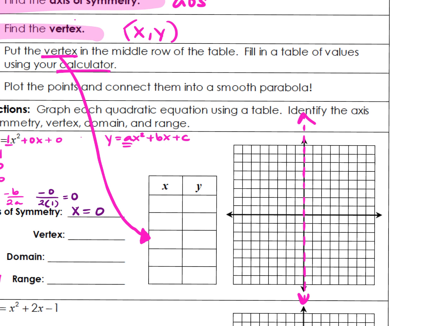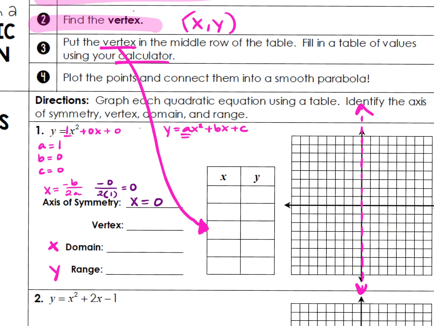How do you find a vertex? Plug in the x value. So you come up here to the general equation, y equals x squared, and you plug a 0 in. Y equals 0 squared. What do you get for your y value then? What's 0 squared? 0. So your y value is 0. So where x is 0, y is 0. Okay, that point, that vertex that you find goes here, 0, 0.